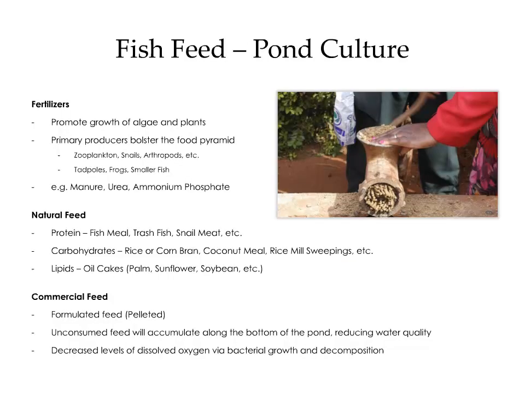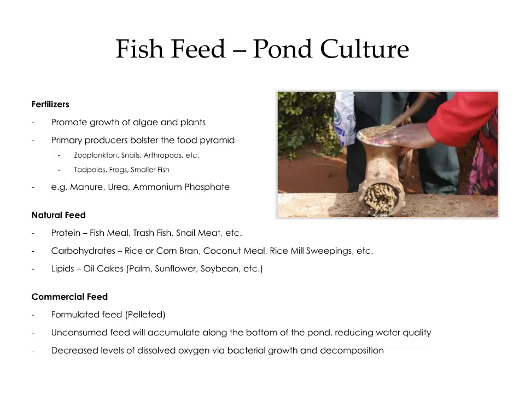How you feed your fish is dependent on the type of system you're operating. In pond aquaculture, fertilizers are commonly used. Fertilizers promote the growth of algae and plants. These primary producers bolster the food pyramid, resulting in a stronger population of zooplankton, snails, arthropods, tadpoles, frogs, and smaller fish. Types of fertilizers include manure, urea, and ammonium phosphate.